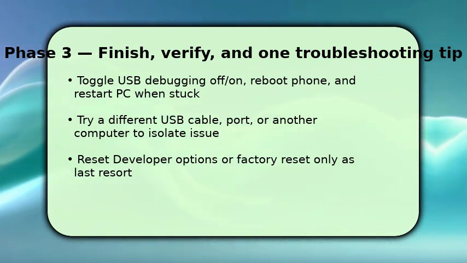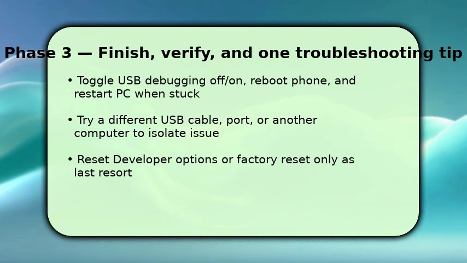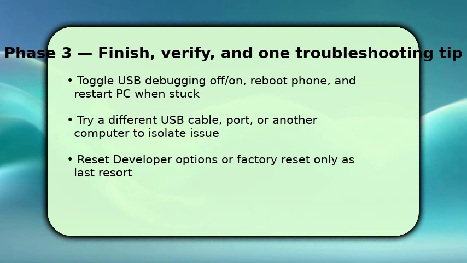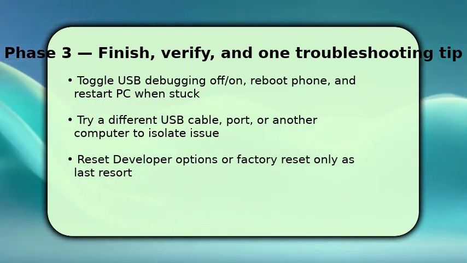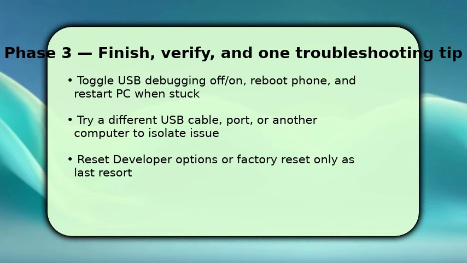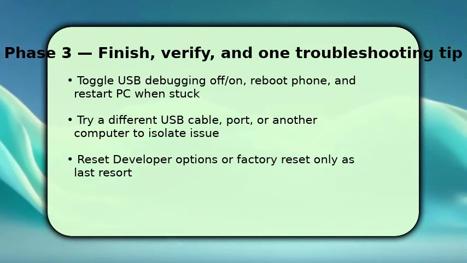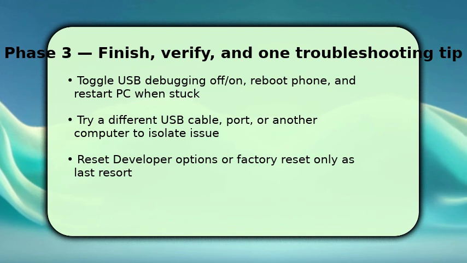If trouble persists, swap the USB cable or try a different port or another PC to rule out hardware. As a final measure, reset developer options or perform a factory reset, but only after backups. Troubleshooting tip: if ADB still shows unauthorized, revoke USB debugging authorizations on the phone.